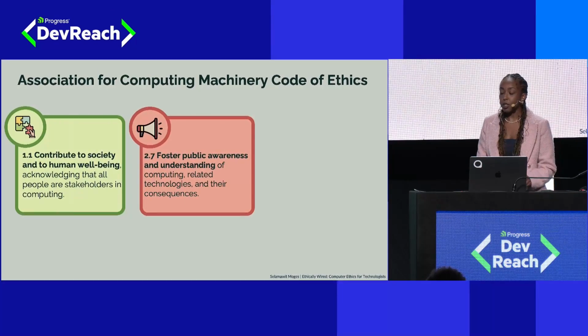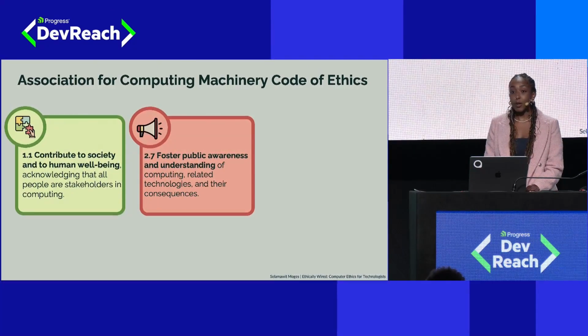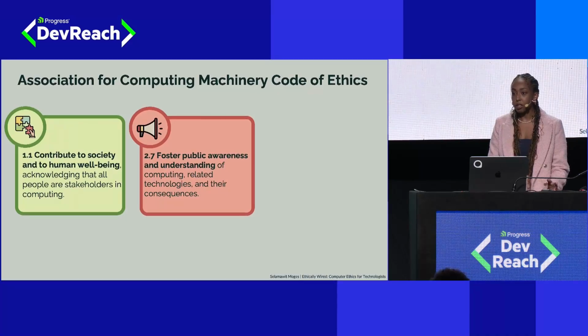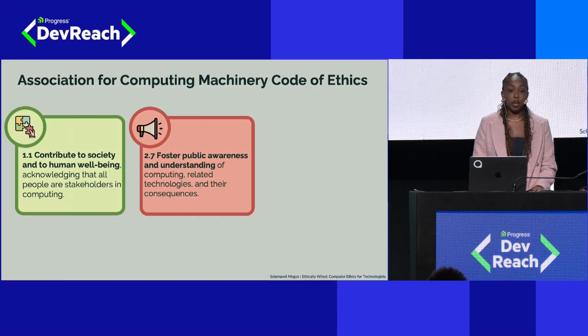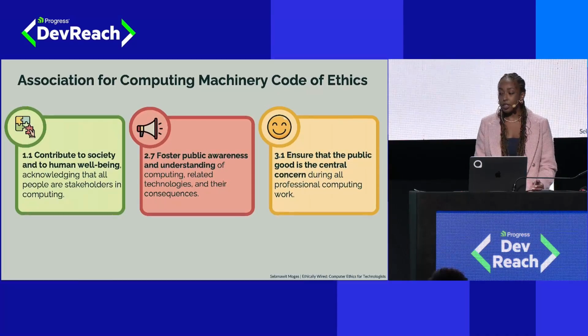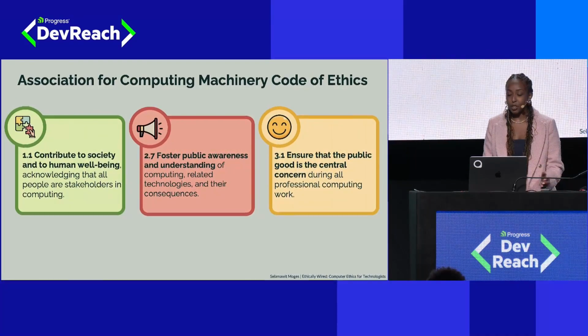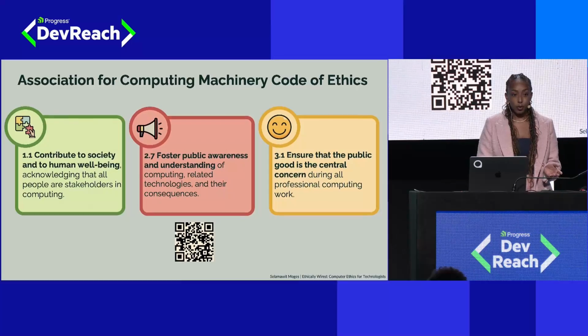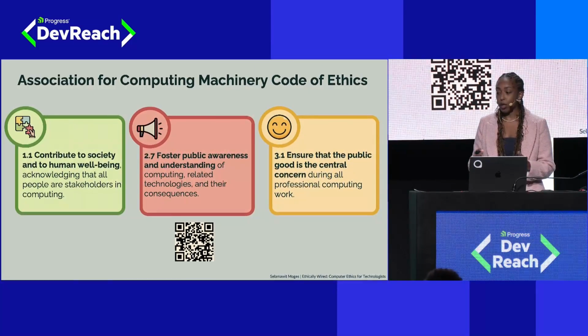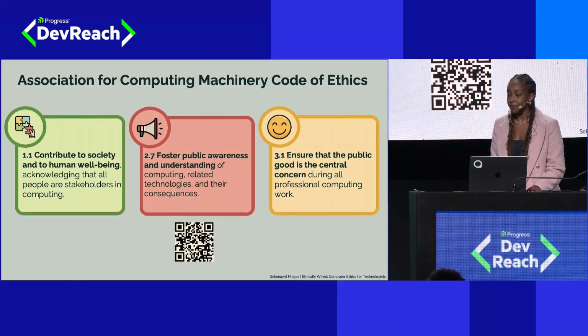Next is to foster public awareness and understanding. And I say this especially for folks who work with vulnerable communities. And vulnerable communities can look like those who are older or those who are extremely young. But giving them the agency to opt in and opt out of something is really critical. And also making sure that they understand what they're opting in and opting out of. And lastly, ensure that the public good is a central concern in everything that we do. If you'd like to see the full list, feel free to scan the QR code here to get a better sense of what the other components of the Code of Ethics are.